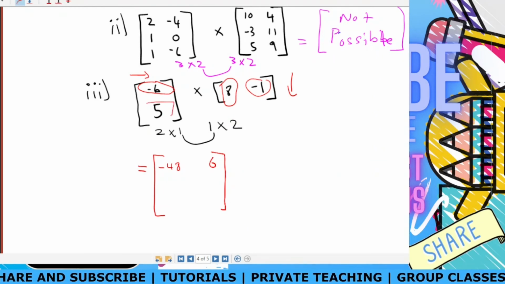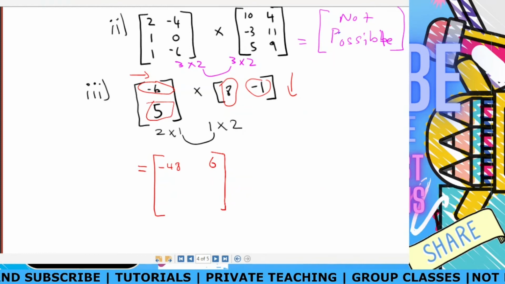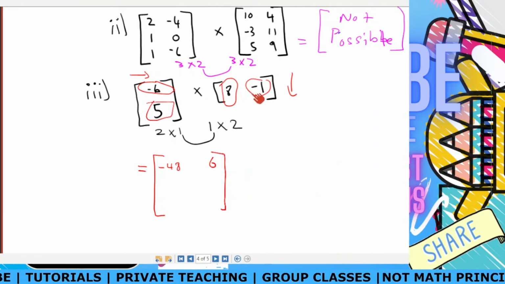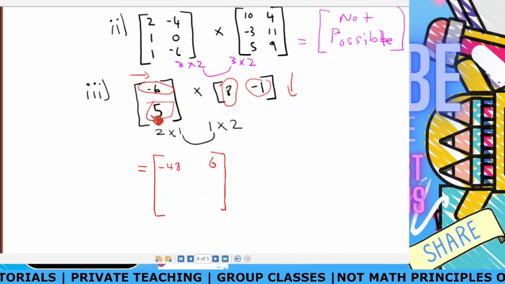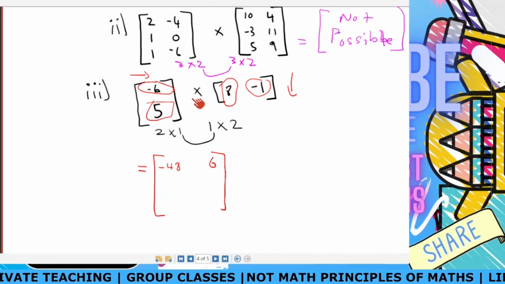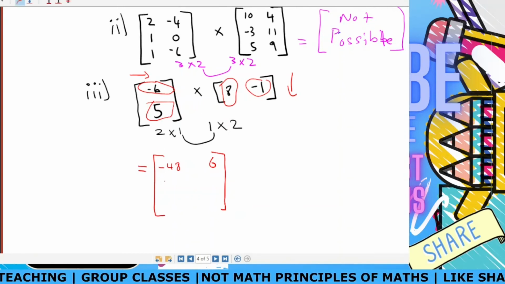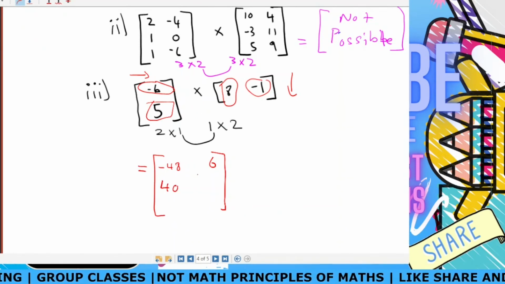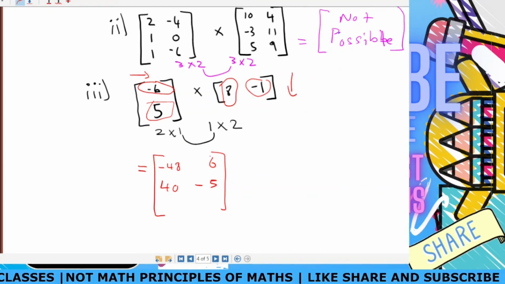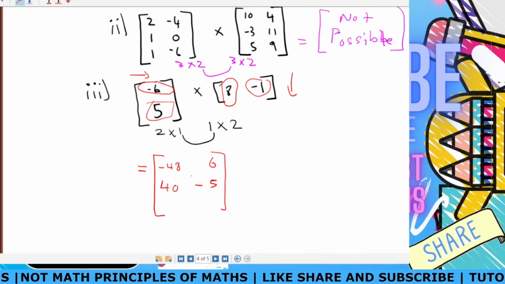Alright, so next now, we'll move on to the 5 because we used the -6, which is the first row, to multiply all columns over here. So we now move to the next row, which in this case is 5. We're going to use that now to multiply all columns over here. So 5 times 8, 40. 5 times -1, -5. Boom, we're good. We'll move on. We're ready to jump on to something different.